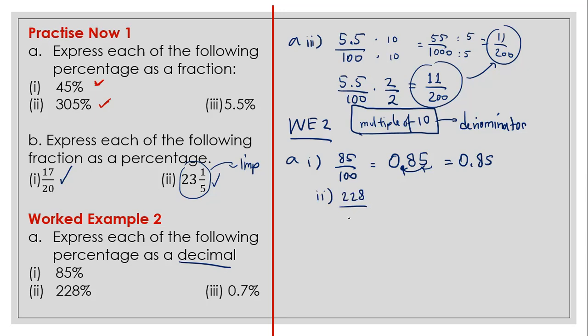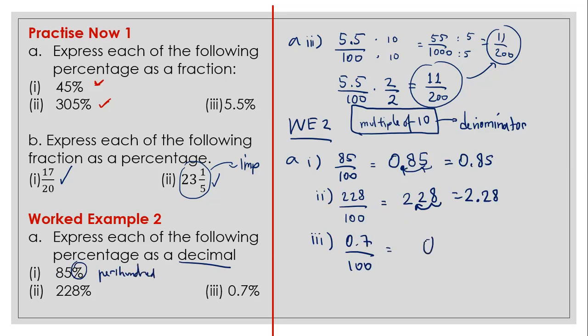Okay, part 2. 228 over 100, right? Because percent is per 100. Again, go left twice, 1, 2. So the answer would be 2.28. How about part 3? 0.7 over 100. Again, all the percentages I change as per 100. Here again, the decimal will be moved twice to the left, 1, 2. That's 0.007.